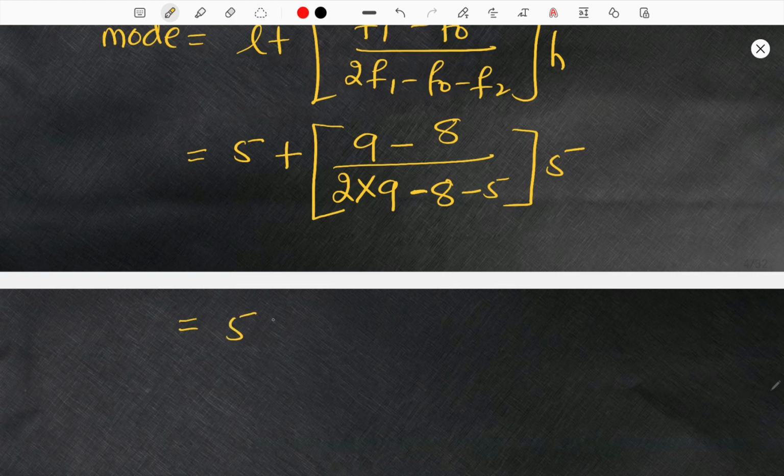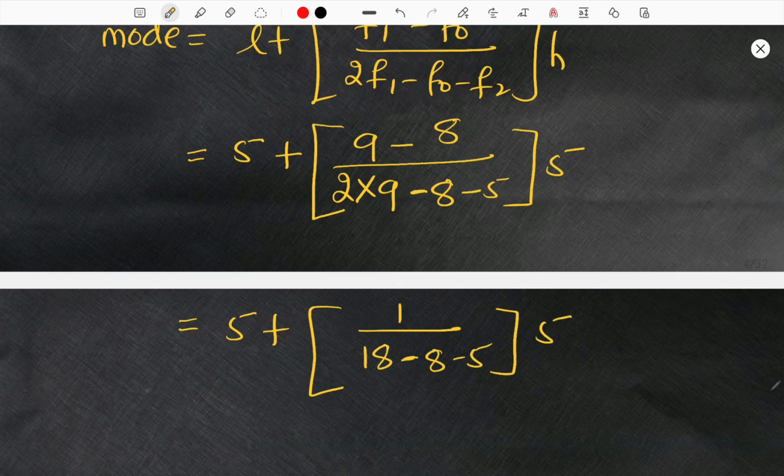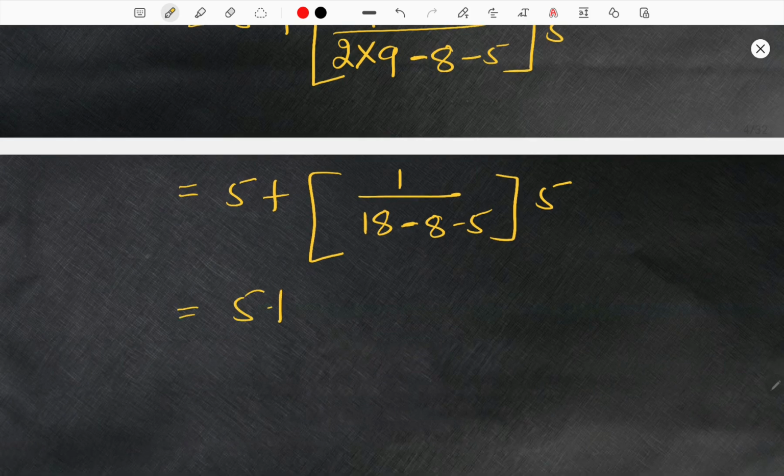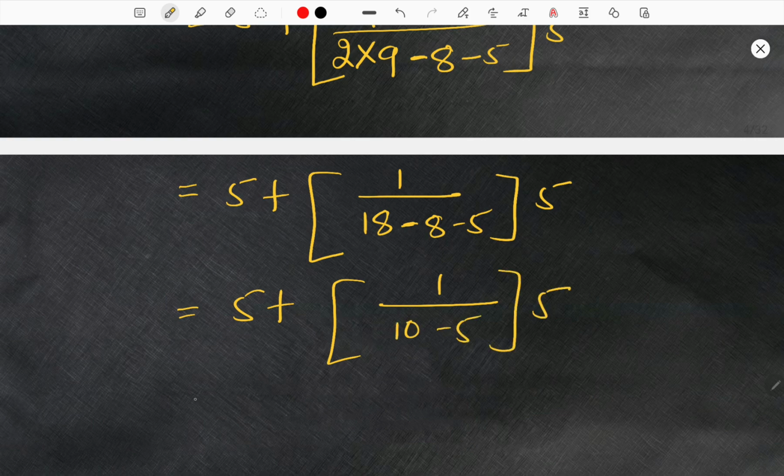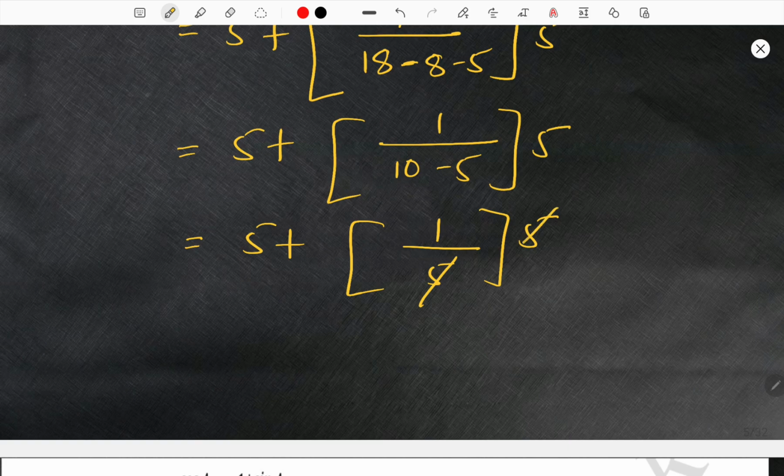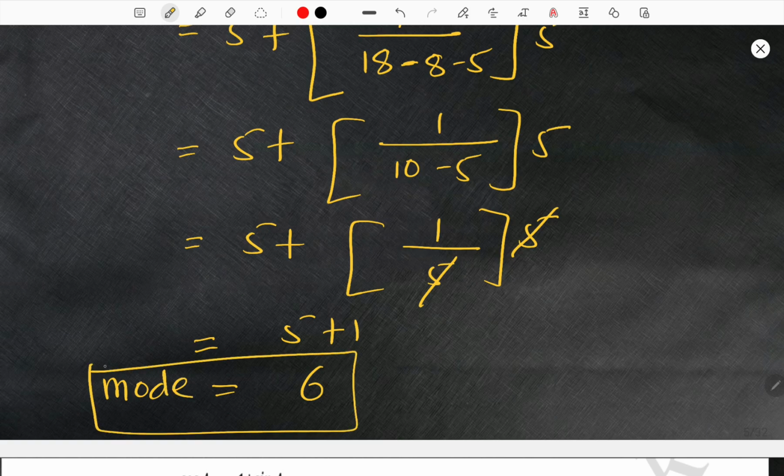Alright, so it becomes 5 plus, then 9 minus 8 is 1, divided by 2 into 9 is 18, 18 minus 8, then minus 5, then into 5. So it becomes 5 plus in bracket 1 divided by 18 minus 8 is 10, then 10 minus 5 into 5. So it becomes 5 plus in bracket 1 divided by 5, into 5. So here 5 and 5 get cancelled and we'll get 5 plus 1, which is equal to 6. So 6 is the mode of the given data.